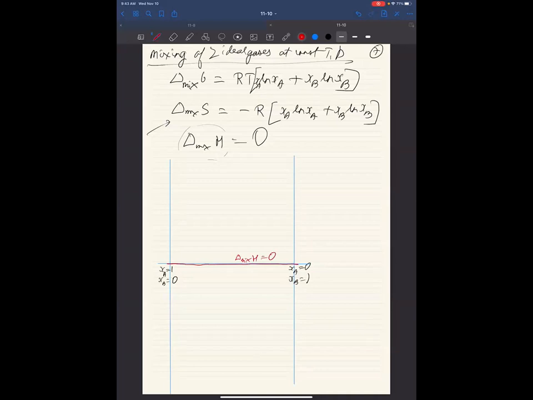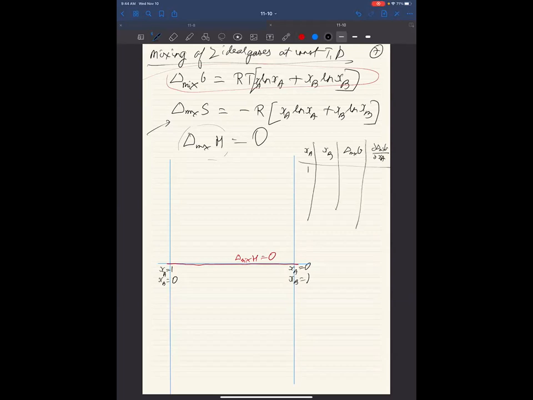Now I want to plot the other things. I want to plot delta mixing G. So let's try to think about this one. Actually, let's try to make a table where we are going to write down different values of XA and XB and calculate two things: delta mixing G, and we will also calculate the slope of this thing, d(delta mixing G) by dXA. Okay, let's try to calculate these quantities.